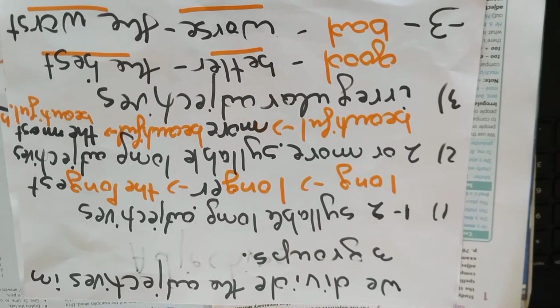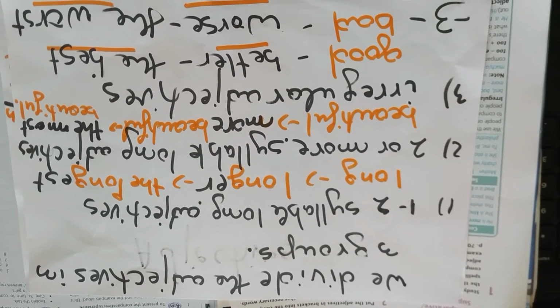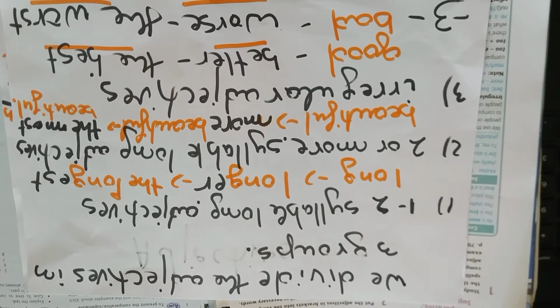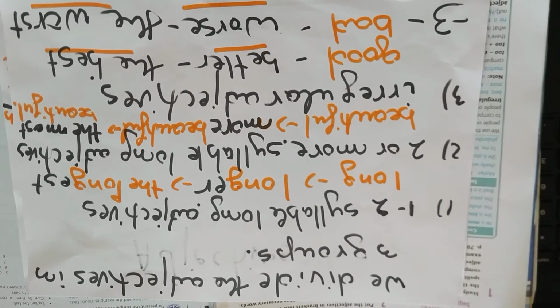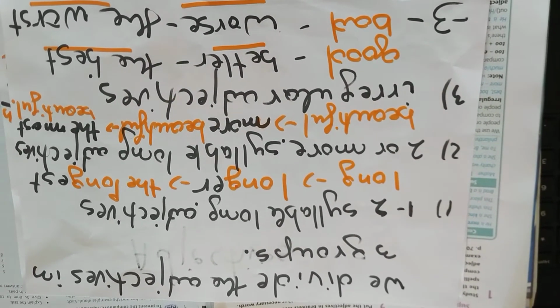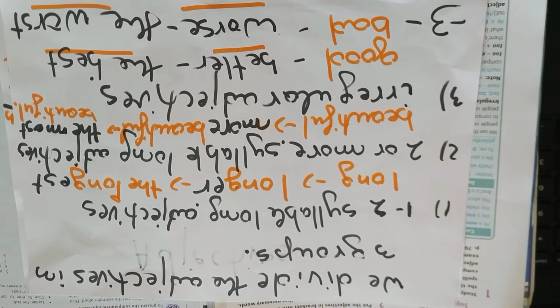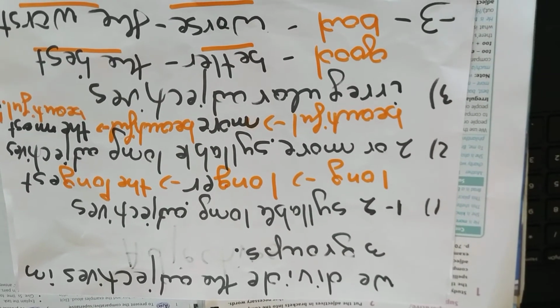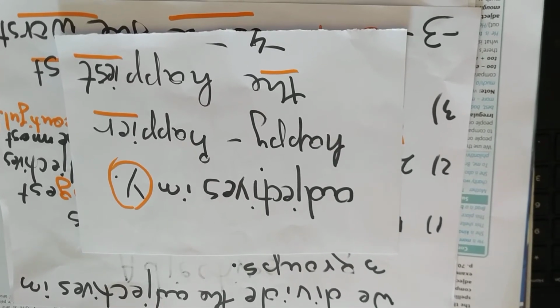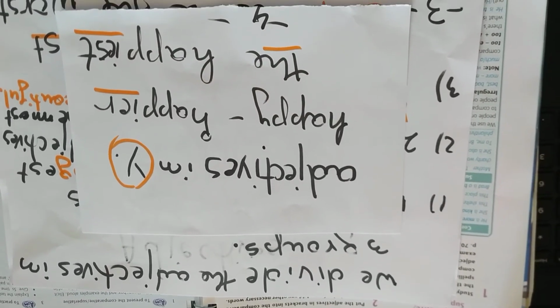And then we have the irregular adjectives such as good, which becomes better, the best, bad, which becomes worse, the worst. In this case, the adjectives change their form. How about the adjectives that end in Y? Adjectives which end in Y drop the Y and add IER to form the comparative and IEST to form the superlative.